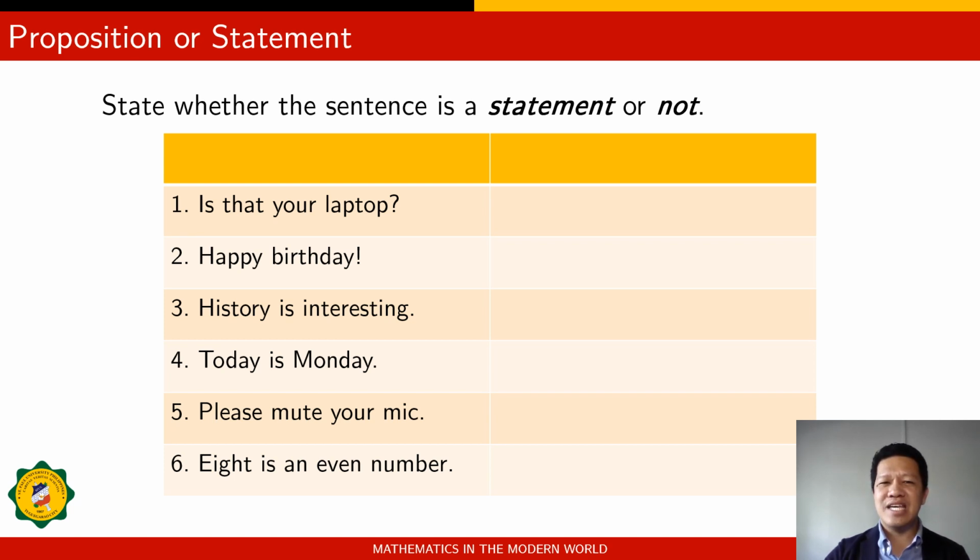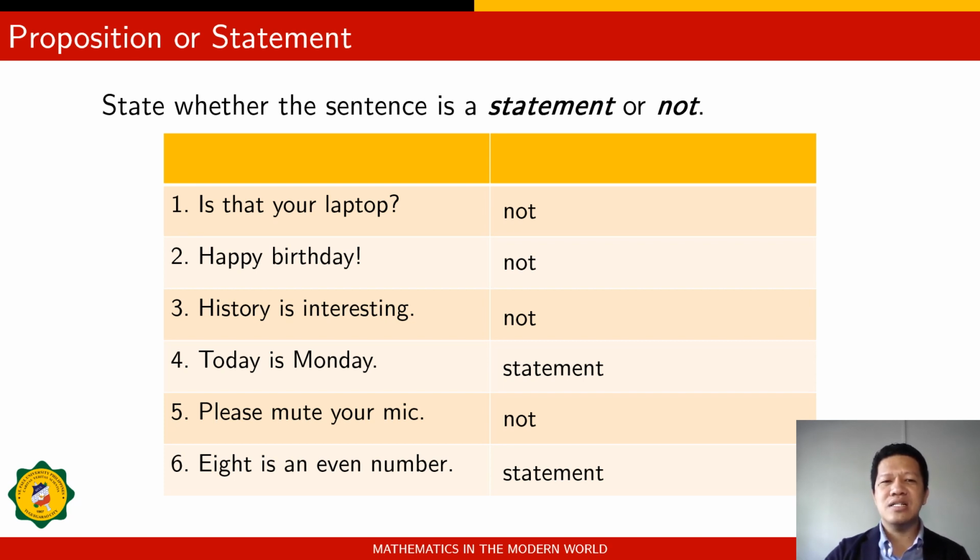Number one is not a statement or not a proposition. Number two is not. Number three is also not a proposition. Four is a statement. Five is not. And six is a statement. Why number one, two, three, and five are not considered a statement? And why number four and six are statements? What are their common descriptions or characteristics? So when do we say that a given sentence is a proposition or a statement in logic?